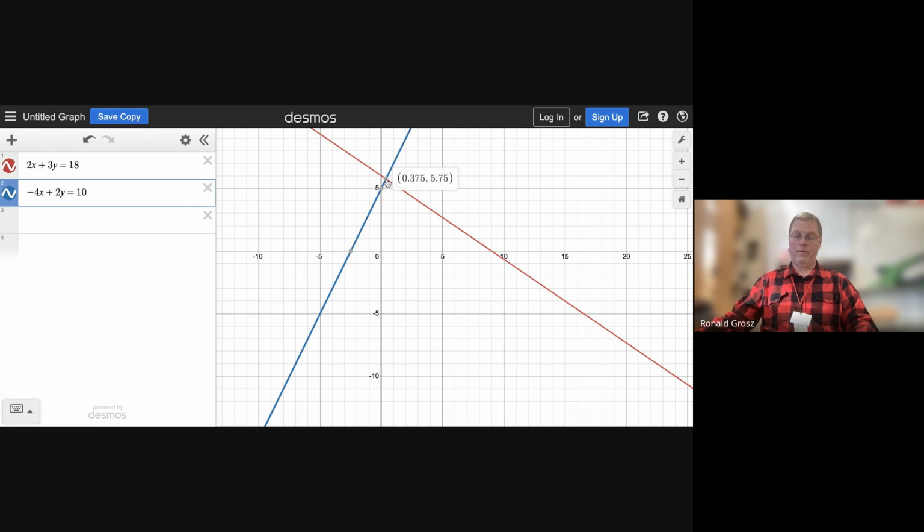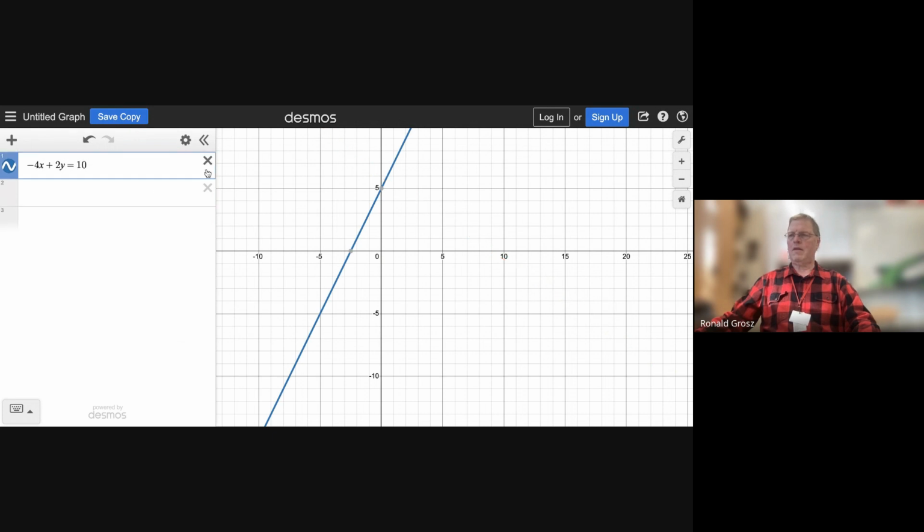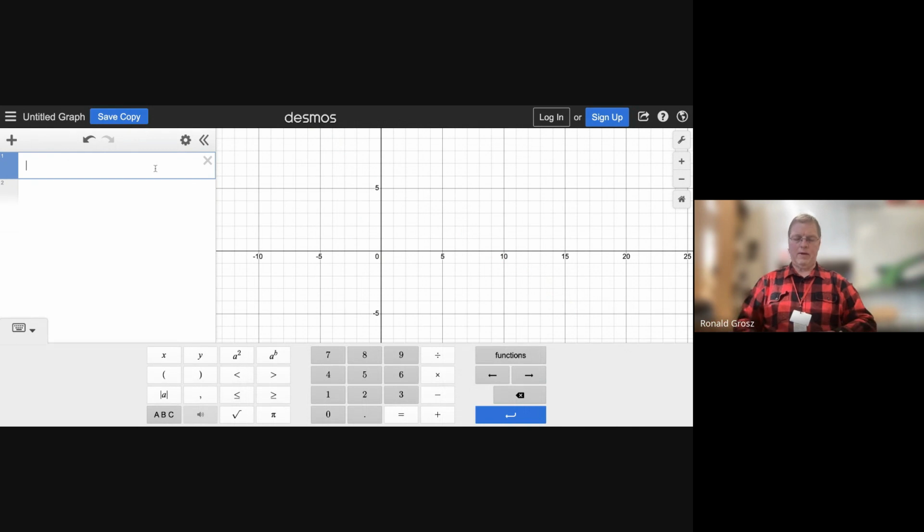Now, there's other ways of doing this. As you can see, I randomly put these equations in. That's why they don't come out nicely to give me my x and y values. But it will give me the equations that I need. So that's two linear equations. This also can be done with quadratics.